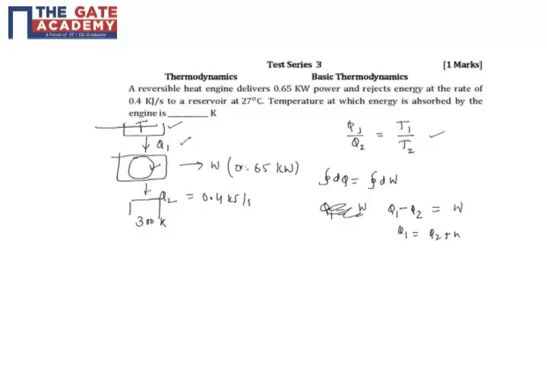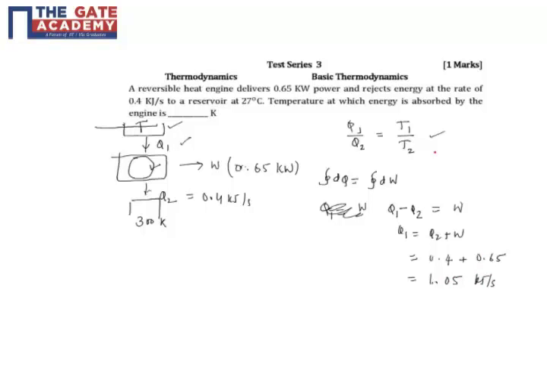Q2 is given as 0.4 and W is given as 0.65. Remember that kilowatt is also kilojoules per second. So this is basically 0.65 plus 0.4, which is 1.05 kilojoules per second.